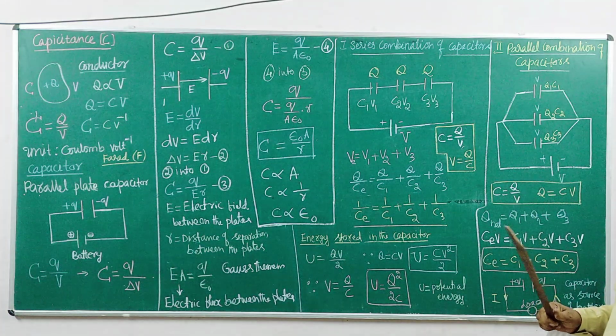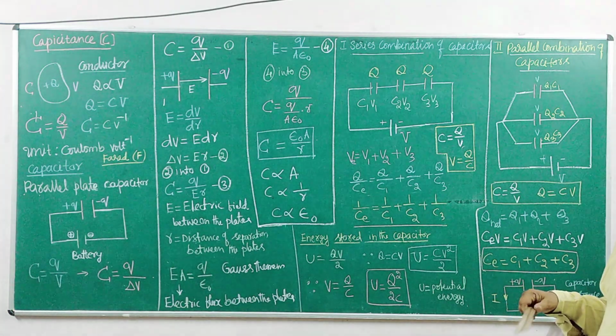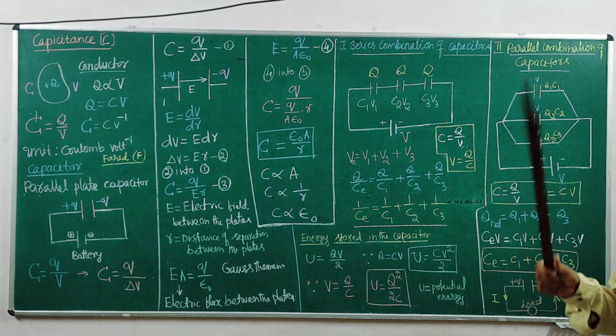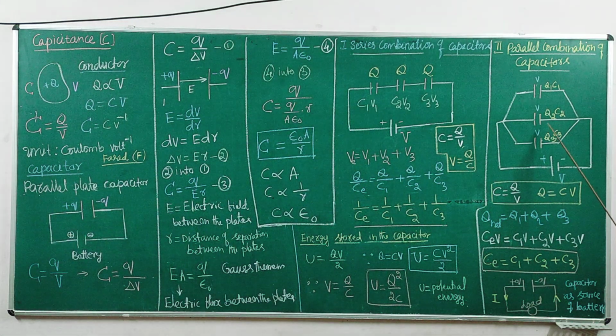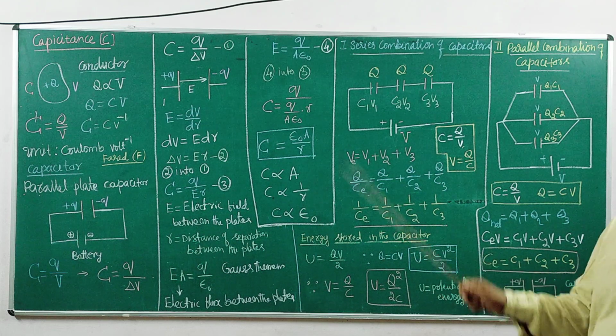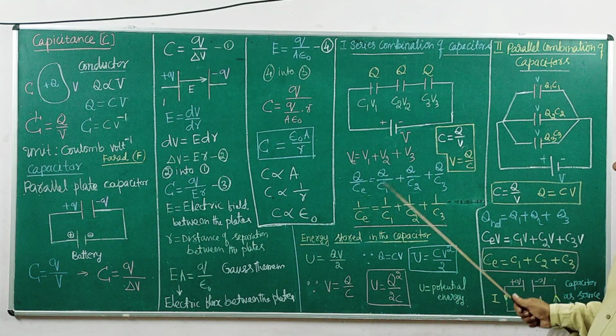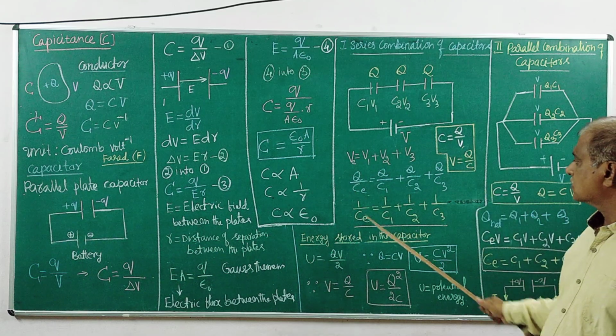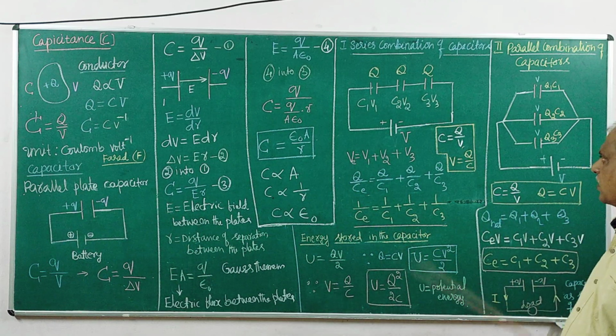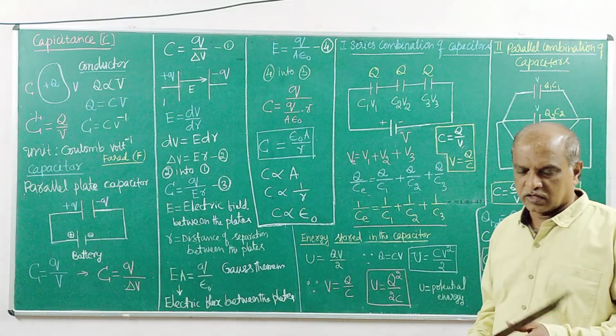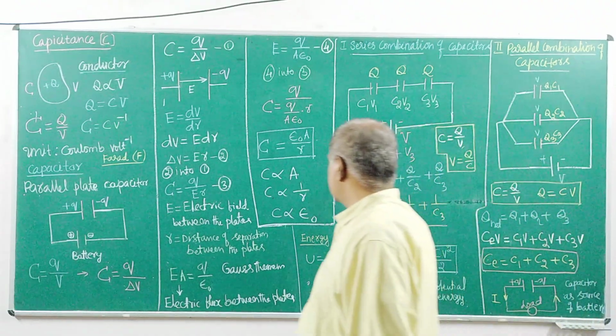Whenever a circuit needs an increase of capacitance, in electrical or electronic circuits, computers like this, you go for this kind of combination, for more capacitance. So whenever we need a circuit of more capacitance, we use this. Whenever a circuit requires less capacitance, we use this. Both of these find applications in electrical and electronic circuits.